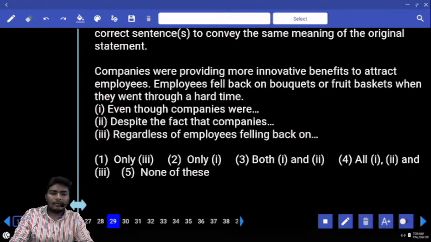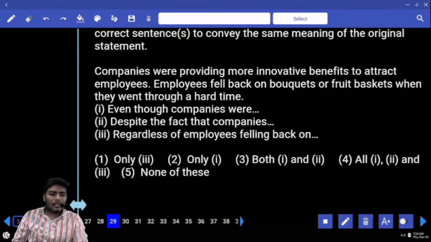Next, move to 29. Companies were providing more innovative benefits to attract employees. It is providing more benefits: we will give you this, we will give you that. Now, employees fell back on buckets or fruit baskets when they went through a hard time. The company is trying to give them so many big things, huge things, but these fellows are falling back on buckets, fruits, baskets, small things. We are looking at something contradictory. Can we say that? Yes.